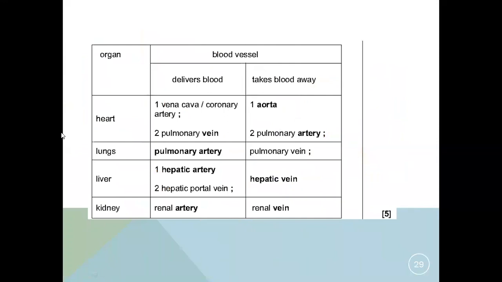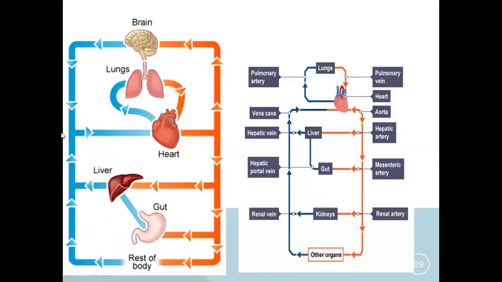Okay. Now the next one we have is the kidney, right? In the kidney, which vessel will take the blood to the kidney? Definitely it will be the renal artery. The renal artery contains oxygenated blood, which enters the kidney, while the one taking the blood away will be the renal vein.